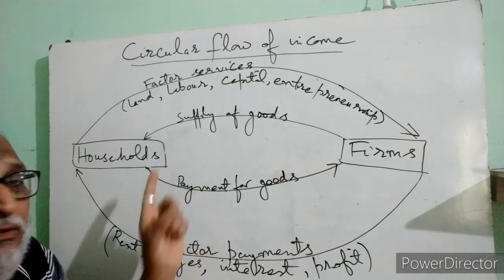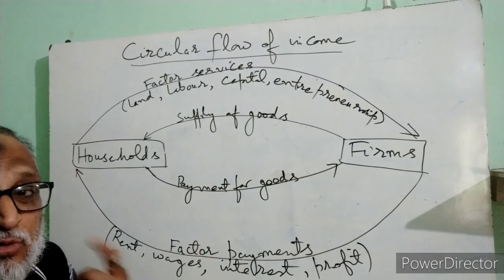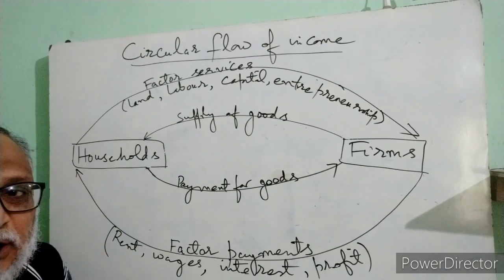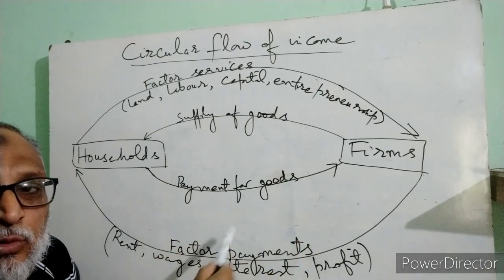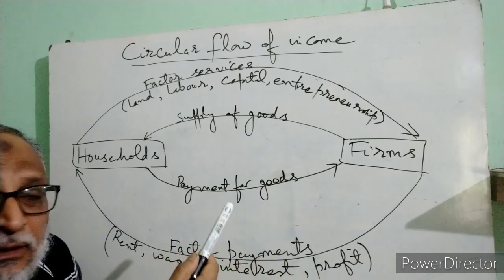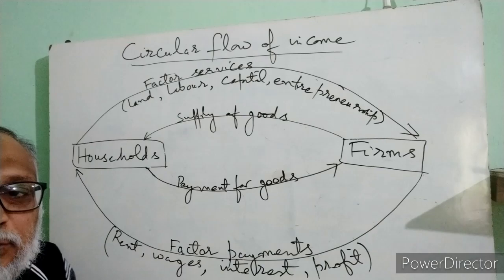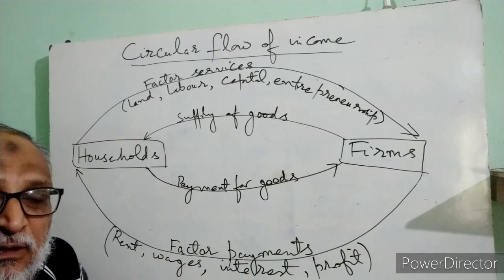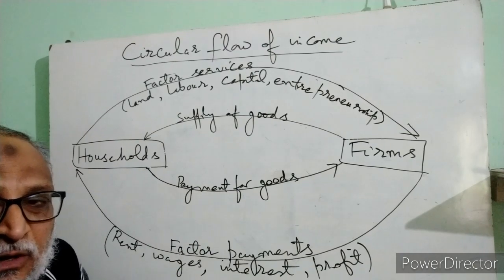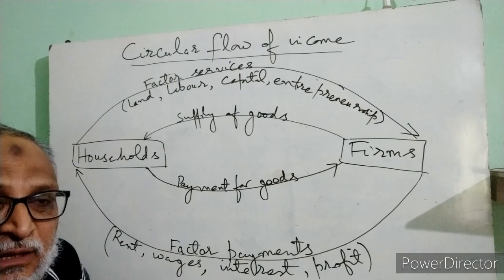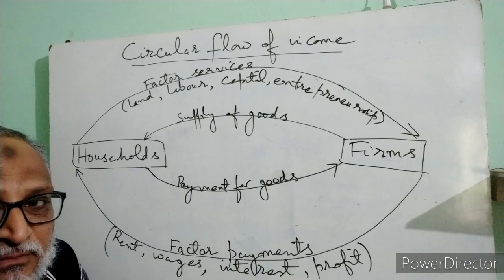Now again, these goods are not provided by the firms to the households free of cost. Households have to make payment, so that would be called consumption expenditure, or you can say the payment for goods from household to firms. So it means the money which came from firm to households went back to firms. So in this way you can see this cycle goes on. Money flows from household to firms and firms to household. Likewise, factors of production from household to firms and goods flow from firms to household.